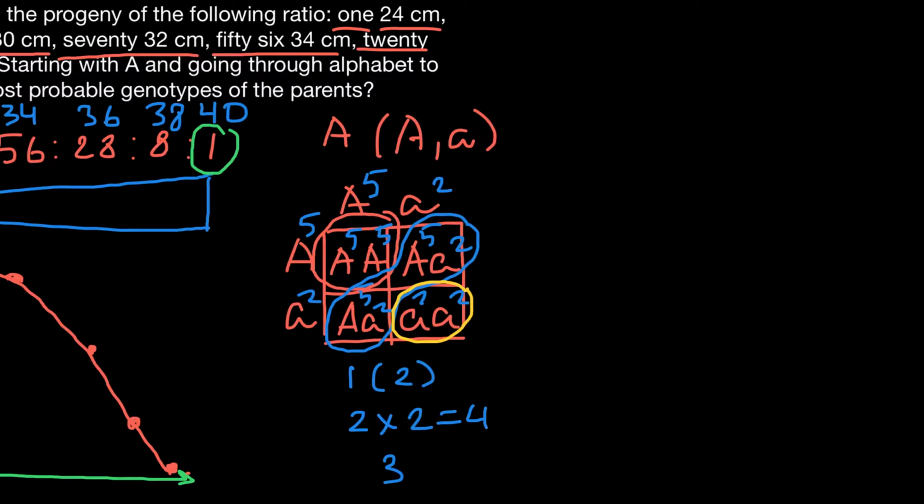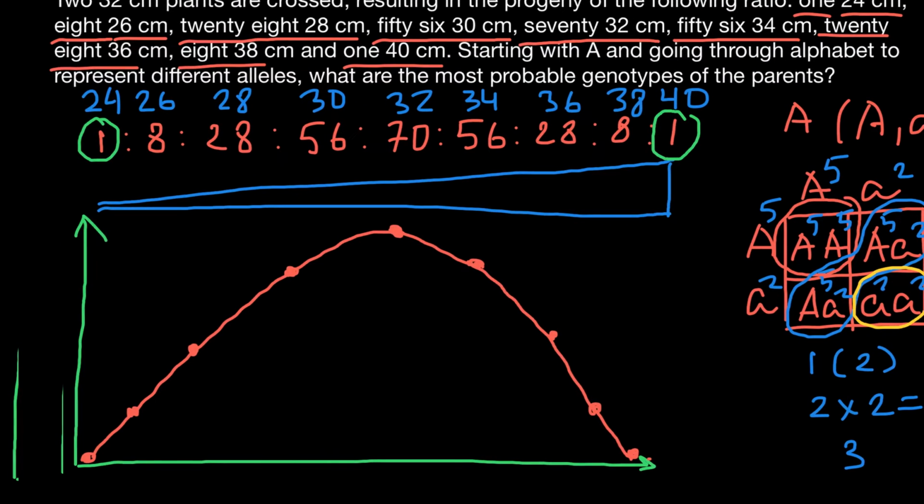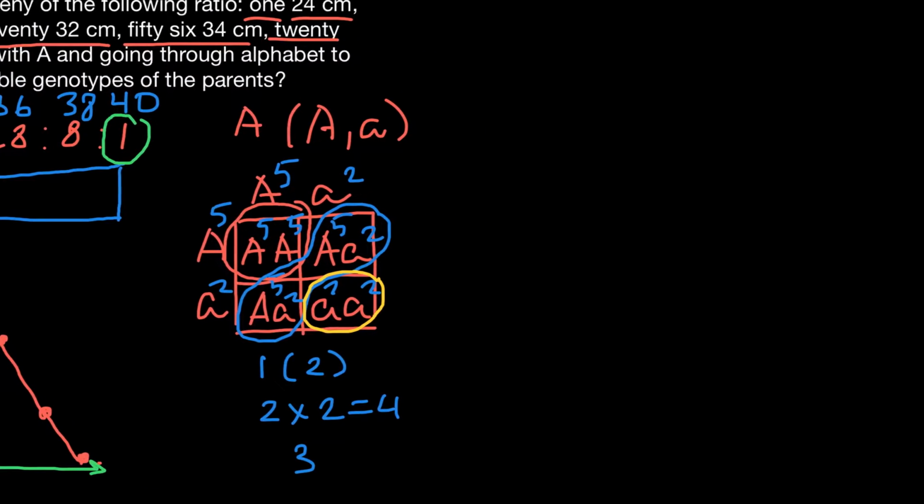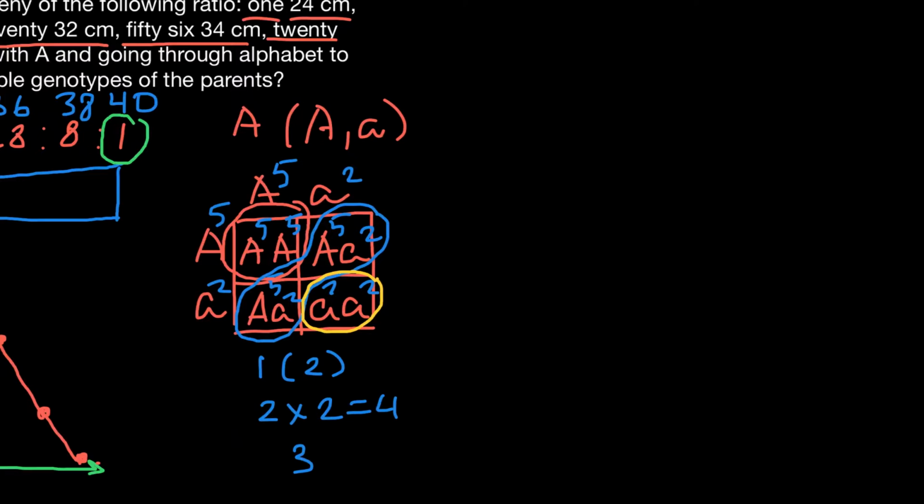So far we cannot say anything about the pattern. We also now have to try a model with 2 genes, because this model doesn't explain what we see in our problem. By the way, let's count how many classes we have here. We have 1, 2, 3, 4, 5, 6, 7, 8, 9 classes. And in a model with 1 gene, 2 alleles, we have only 3 classes.